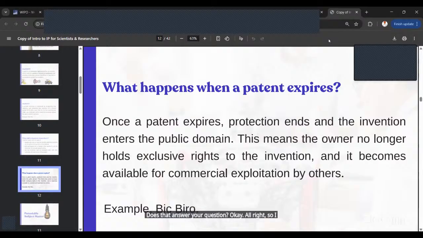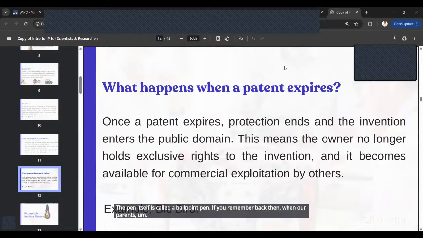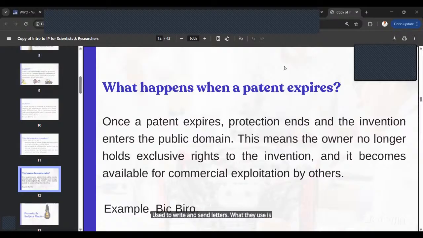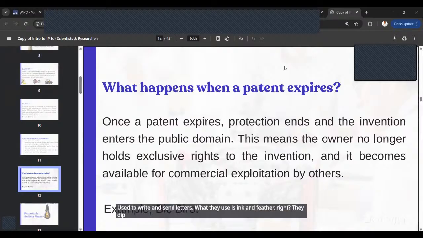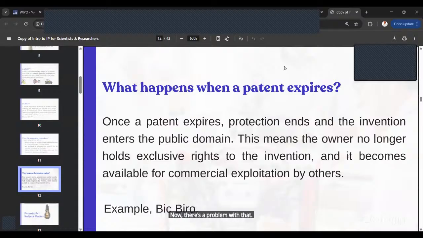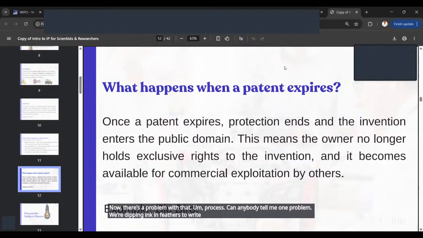All right. So I'll give us an example. Big Biro. How many of us know Big Biro? Do we know Big Biro? Yes, ma'am. So Big Biro is actually the name of the brand. The pen itself is called a ballpoint pen. If you remember back then when our parents used to write and send letters, what they used was ink and feather, right? They dip the feather into the ink and use the ink to write. Now, there's a problem with that process. Can anybody tell me one problem? With dipping a feather in ink to write, there's a particular problem. What's that problem?